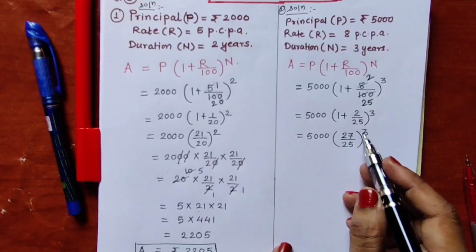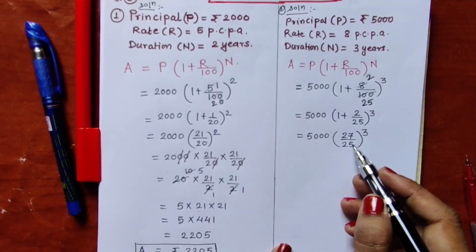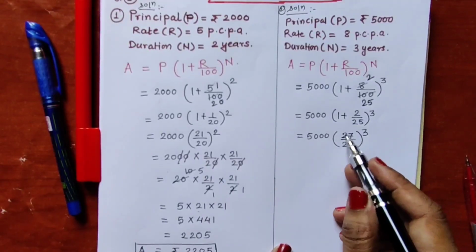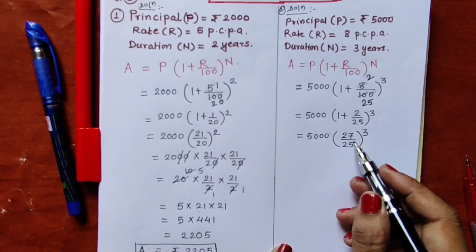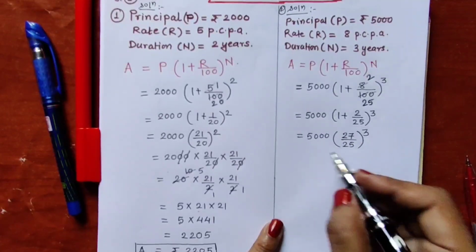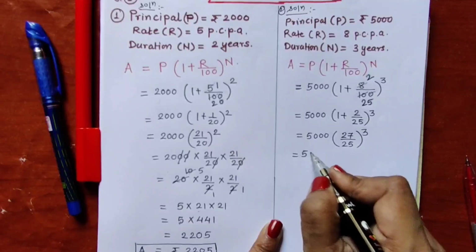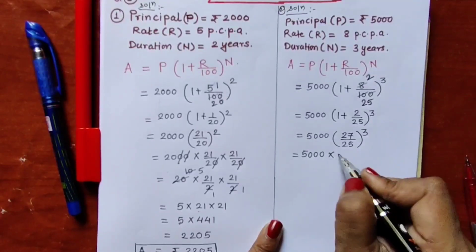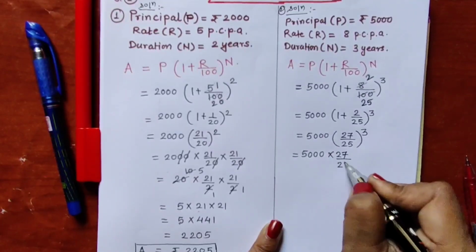Now as raised to 3 is there, cube is there, that means what? We have to write this number in multiplication form, the number multiplied by itself 3 times. So 5,000 as it is I am writing, and then this number multiplied by itself 3 times.